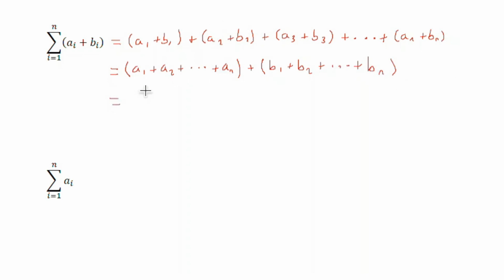But this here is just the sum of the ai's. So it's the sum of the ai's from i equals 1 up to n plus the sum of the bi's from i equals 1 up to n. This is saying if we have a sum within a sigma, we can split it into two separate sums.